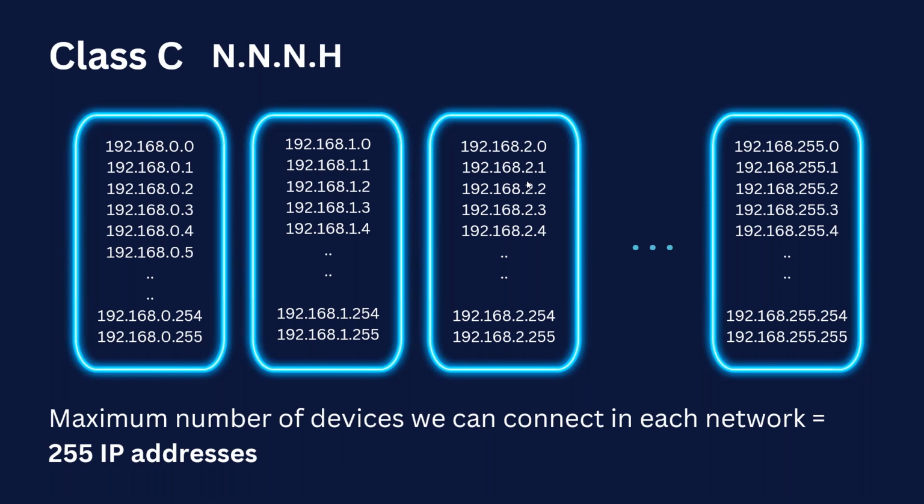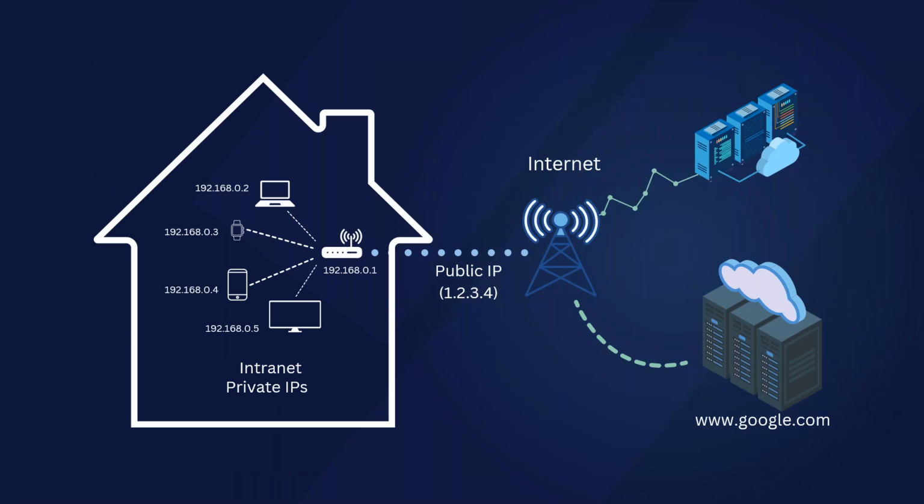Can you repeat that? Yeah, let's take this diagram again. The router will get one public IP and then distribute the private IPs. Ignore the public IP; we're just talking about the private IPs here. Public IPs are different, and they don't have network and host portions. What we are dealing with right now are the private IPs. So 192.168.0.1 is the private IP assigned to your router. Like that, you can assign another 254 IPs in this whole network.